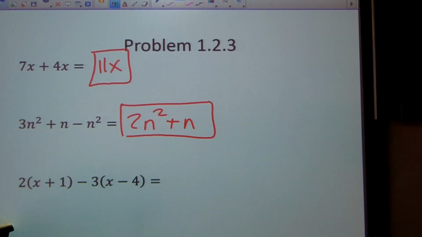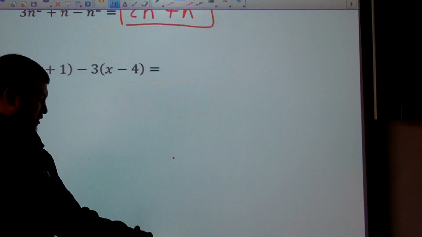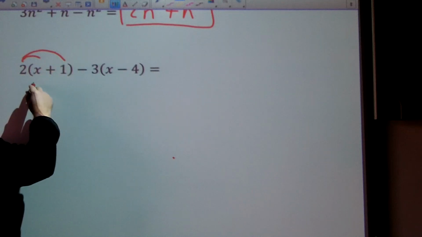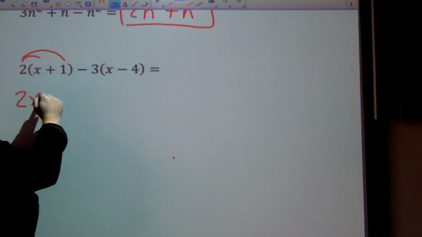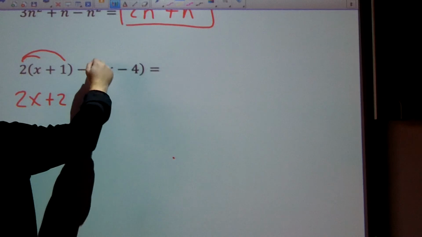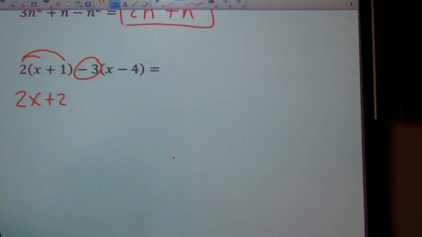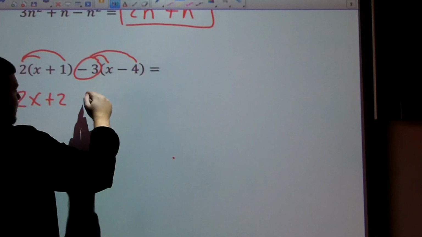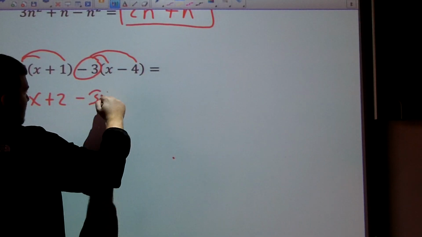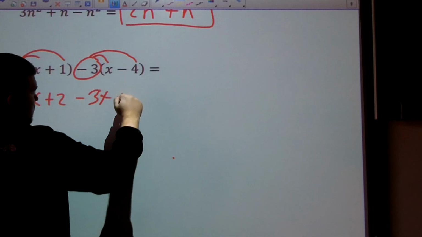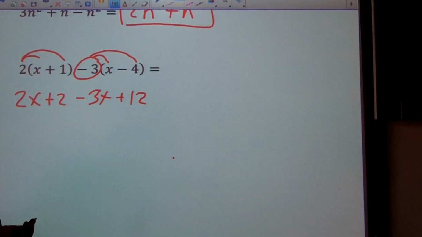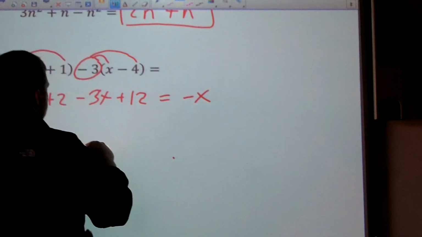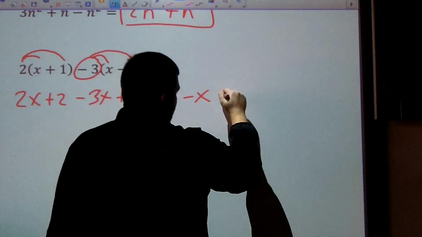And then finally here, for the last problem, I need to do a little bit of distributive property, so I'm going to do that first. So I'm going to take one piece at a time. So this first piece is 2x plus 2. And then finally, hey, watch out for this negative right here, okay? A lot of people will forget that negative and get it wrong. So it's negative 3 times both pieces, so minus 3x plus 12. Now we can combine like terms. Well, 2x minus 3x is equal to negative x. 2 plus 12 is 14.